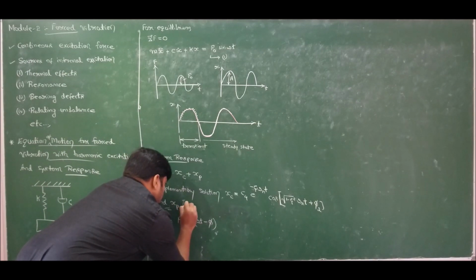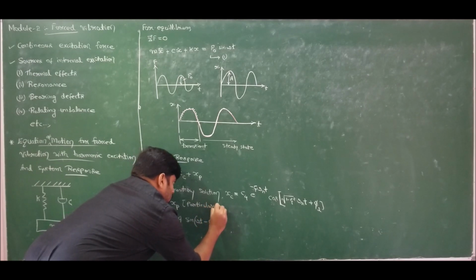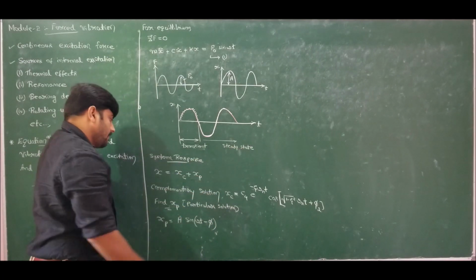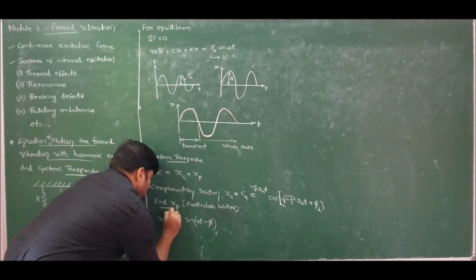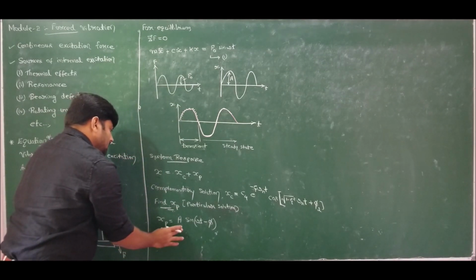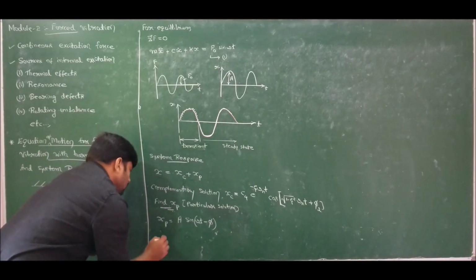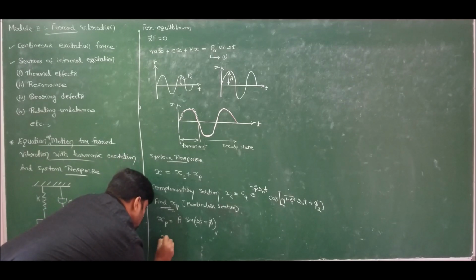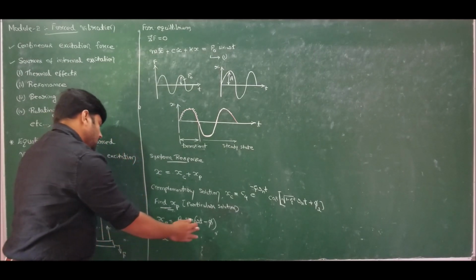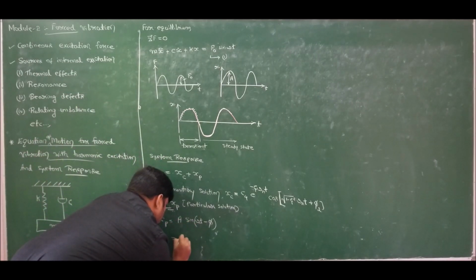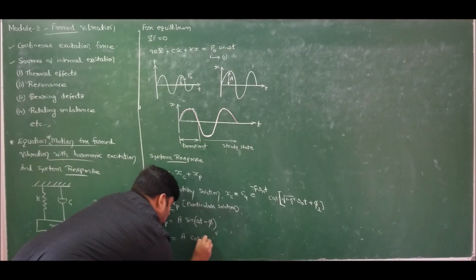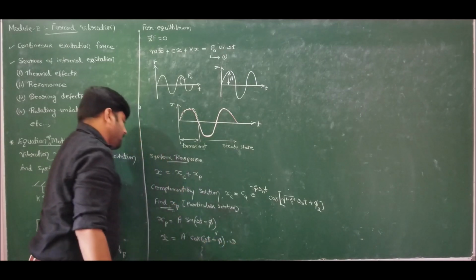This is what the particular solution is. The particular solution is for the steady state part. Now let us find the particular solution. So this is the displacement, correct? Now what is the value of velocity x dot? X dot will be A cos of omega t minus phi into omega, correct?